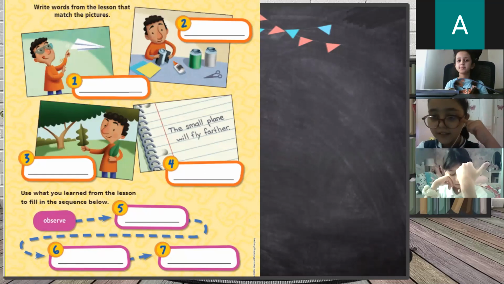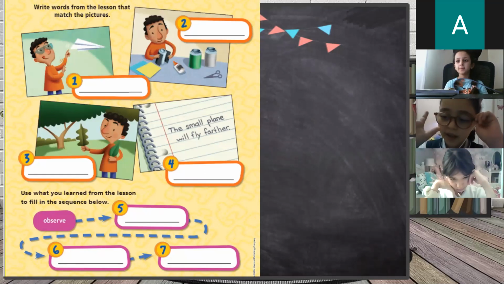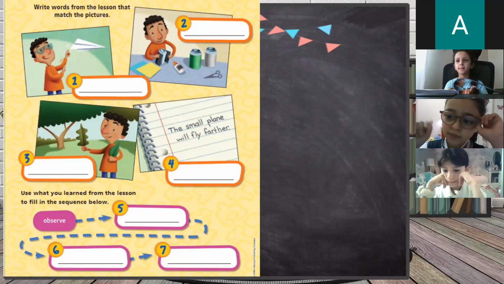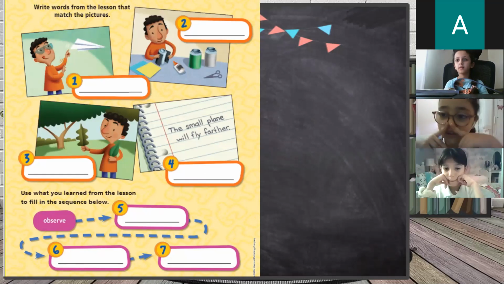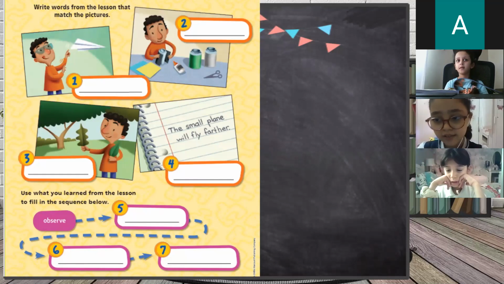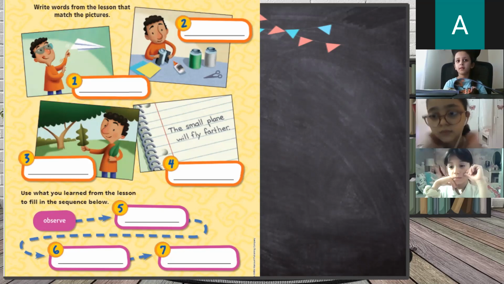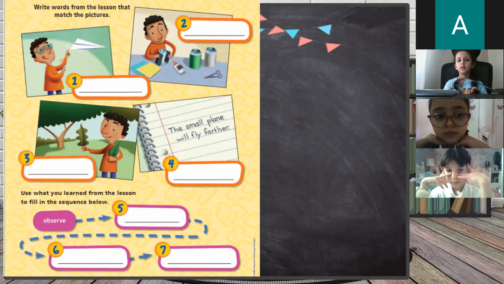My eyes, to observe. My hand, to touch. Excellent. My nose, to smell. My mouth, to taste. Okay, good answer. Thank you, Fatima. These are your senses. You use your senses to observe, to use one method. So thank you. You told us about observing.